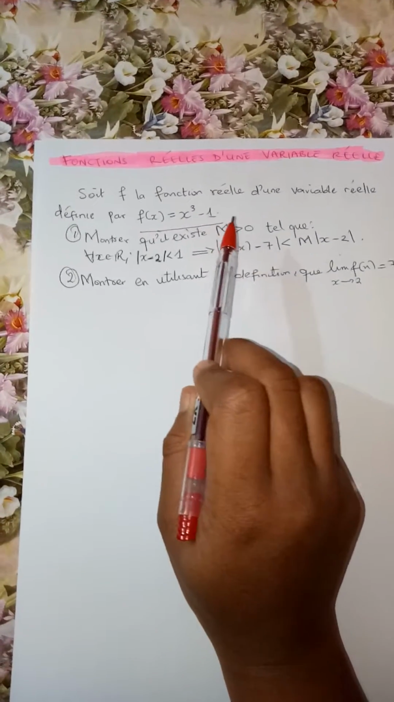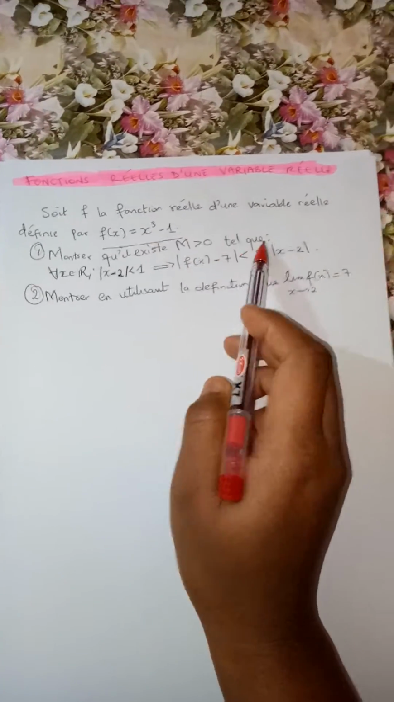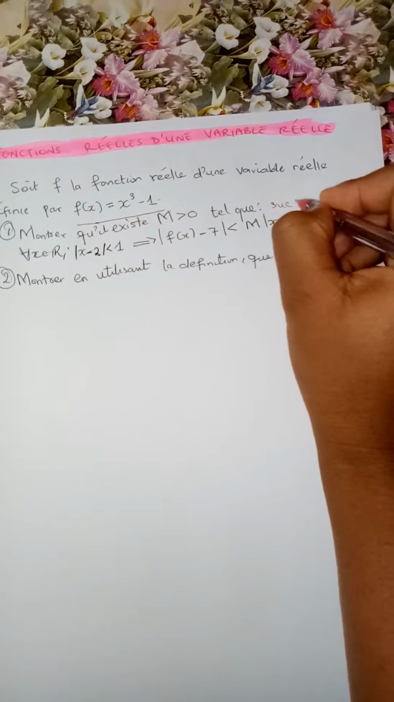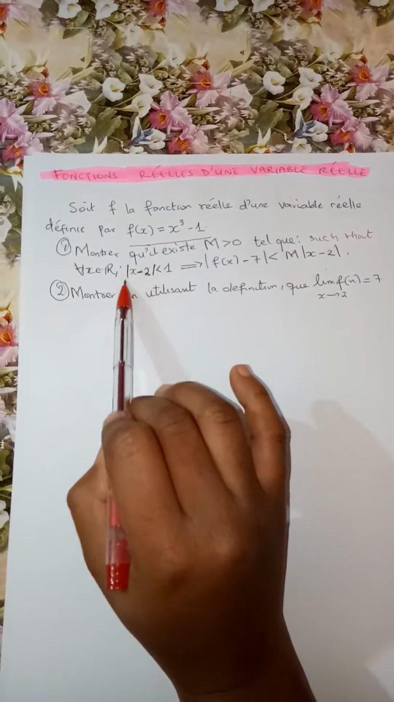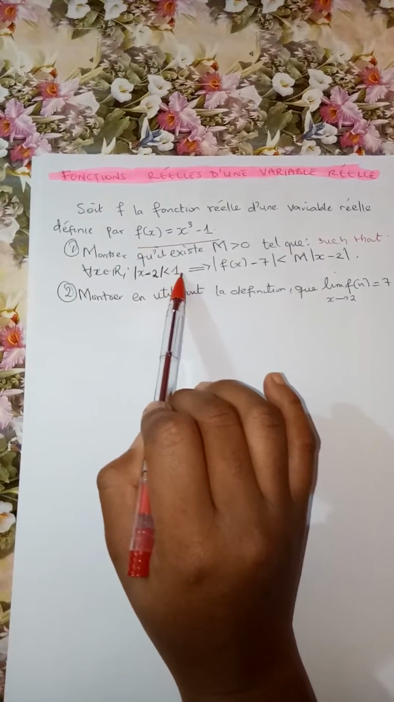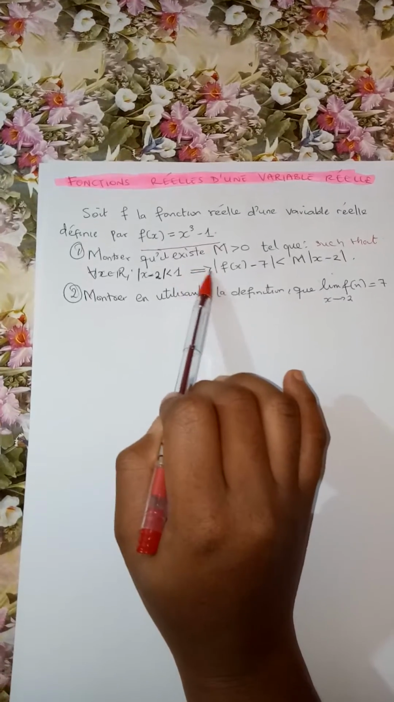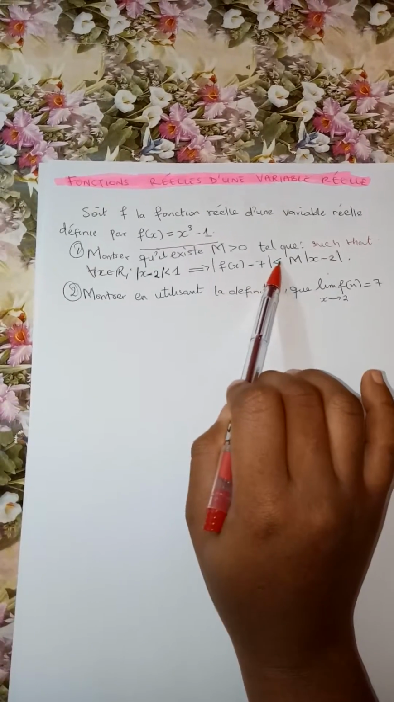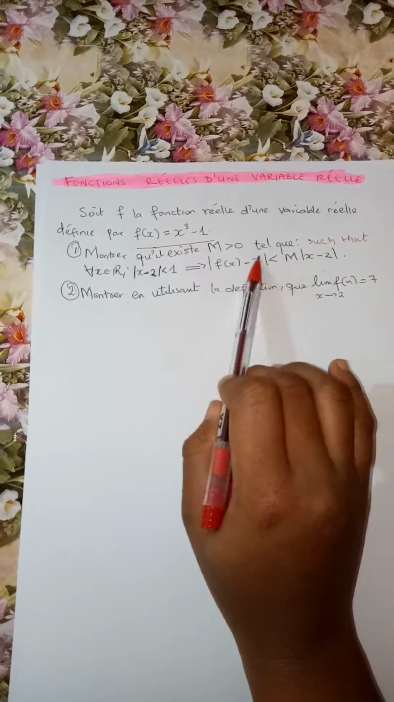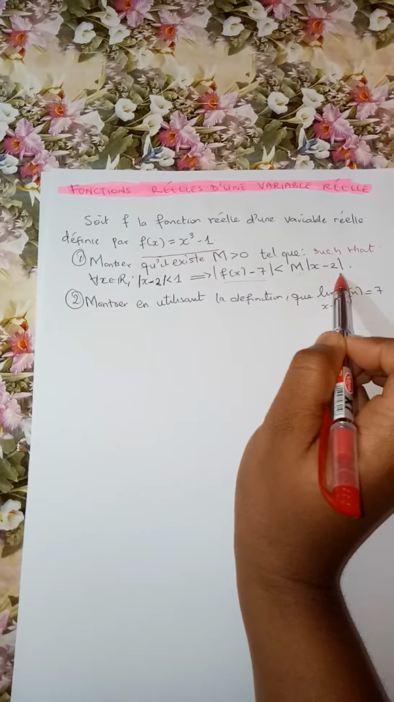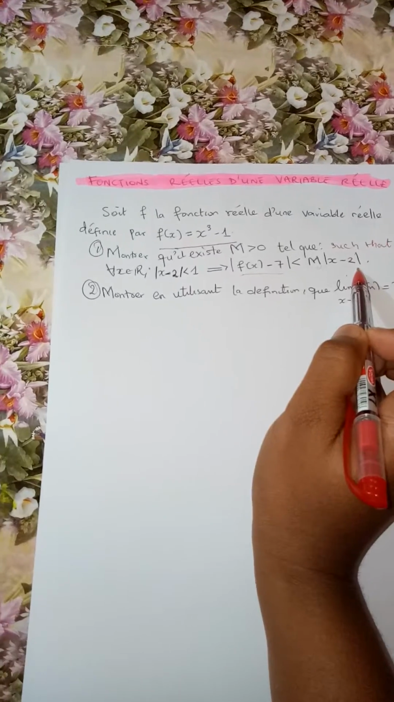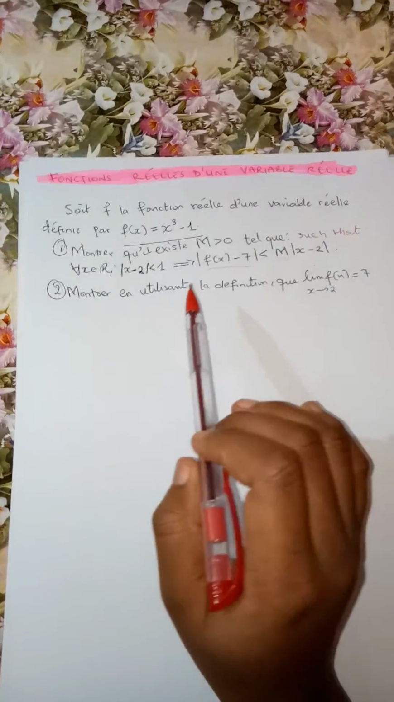We're looking for M such that, when you see "tel que", it means such that, for every x in real numbers, x minus 2 in absolute value strictly less than 1 implique that f of x minus 7 is less than this M we are looking for. So our answer should be in the form of this, then the M we are going to find, and then x minus 2.